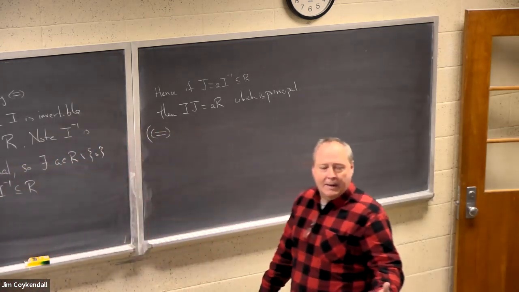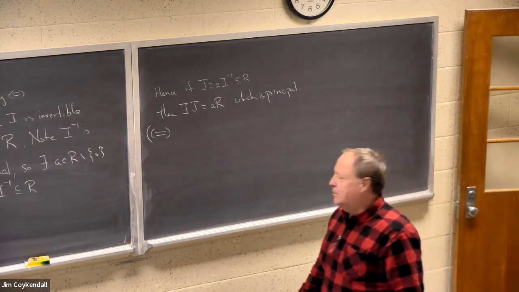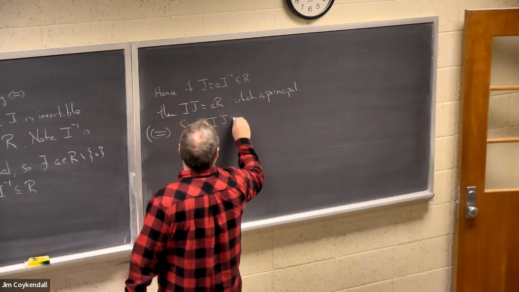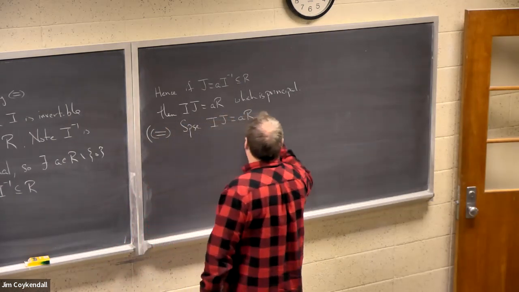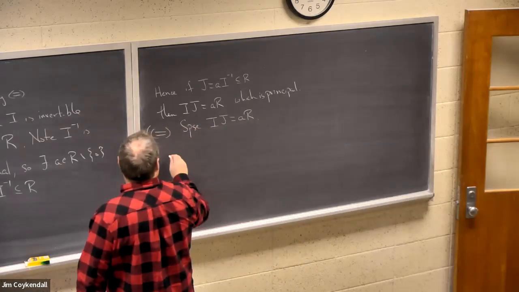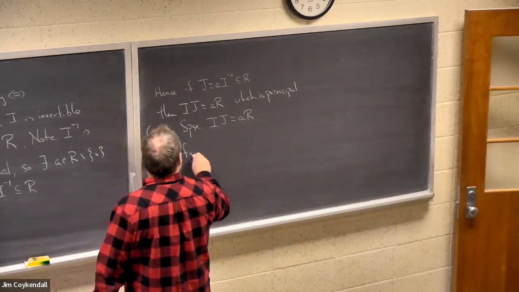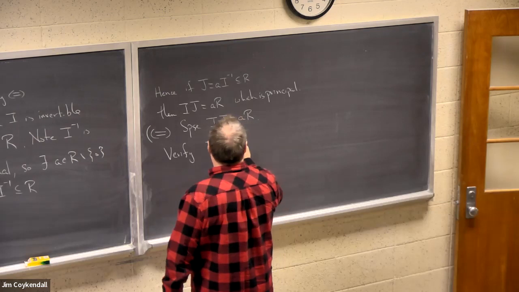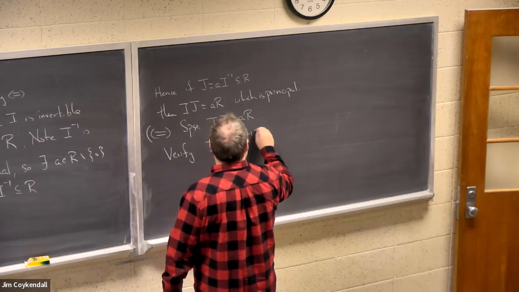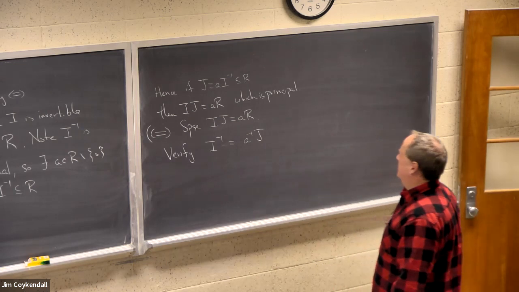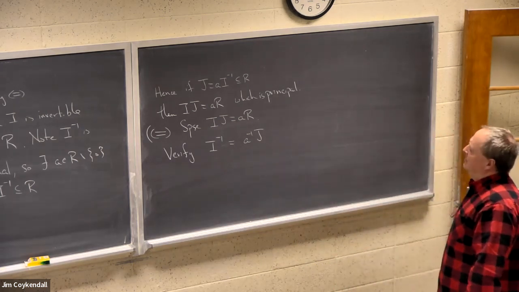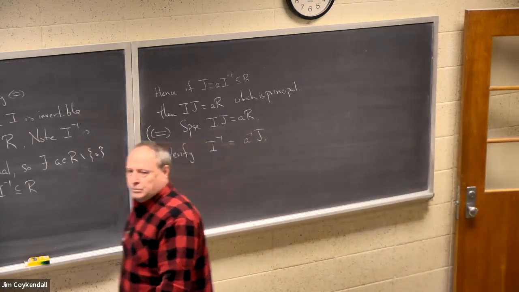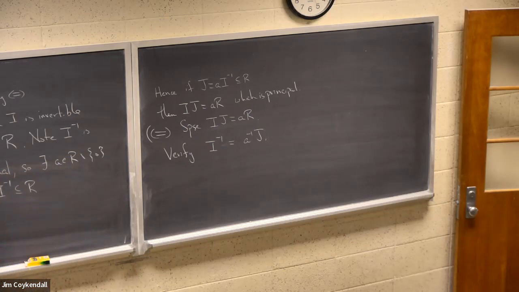So suppose you've got some ideal and you multiply by another ideal, and the product is a principal ideal. So suppose IJ equals aR. Then I inverse is equal to a inverse J.